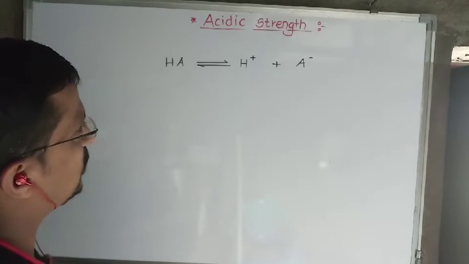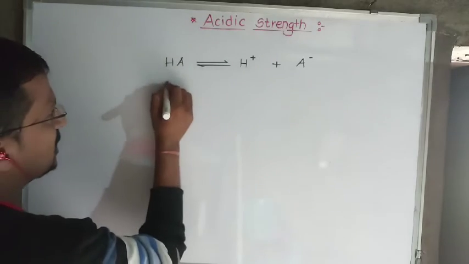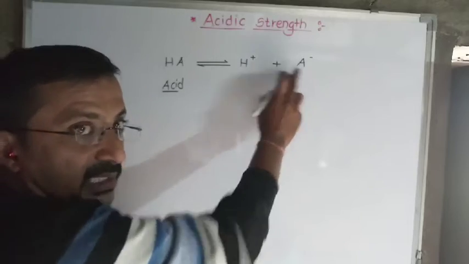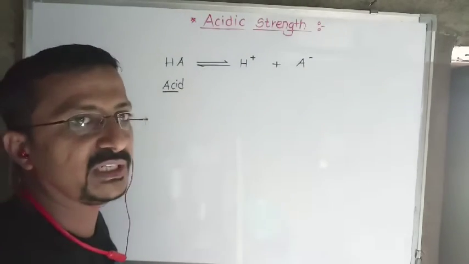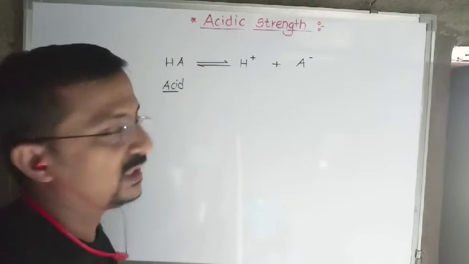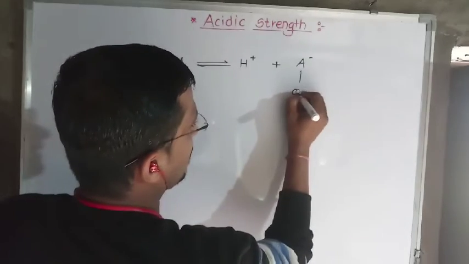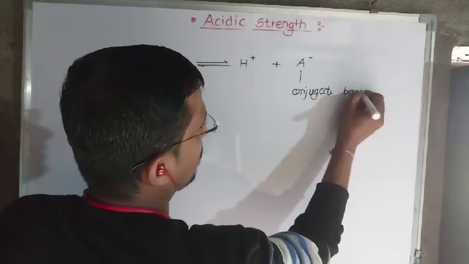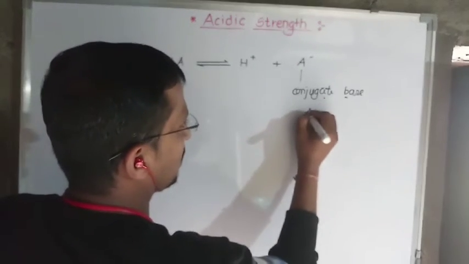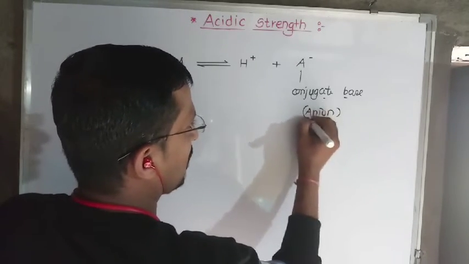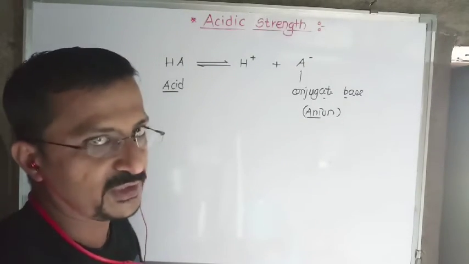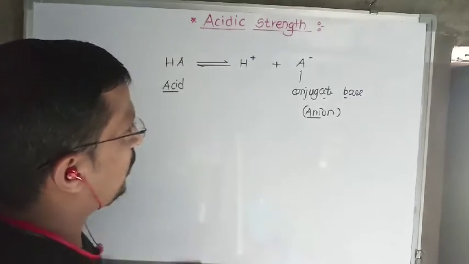For that purpose, observe the acid: it gives H plus and one remaining part. That part is called the conjugate base, as we studied in the definition of the Bronsted-Lowry theory. It is the conjugate base of the acid. It is mostly an anion, because when H plus is removed from a substance, mostly negatively charged anions are formed. Okay.